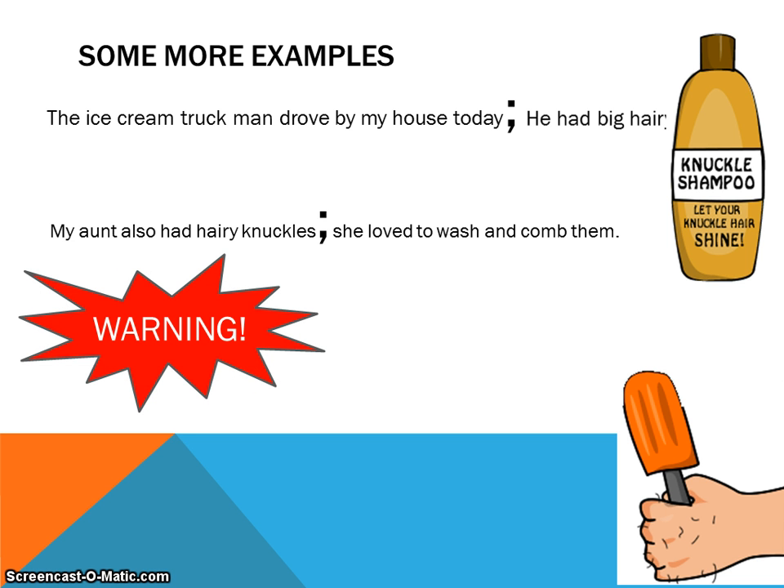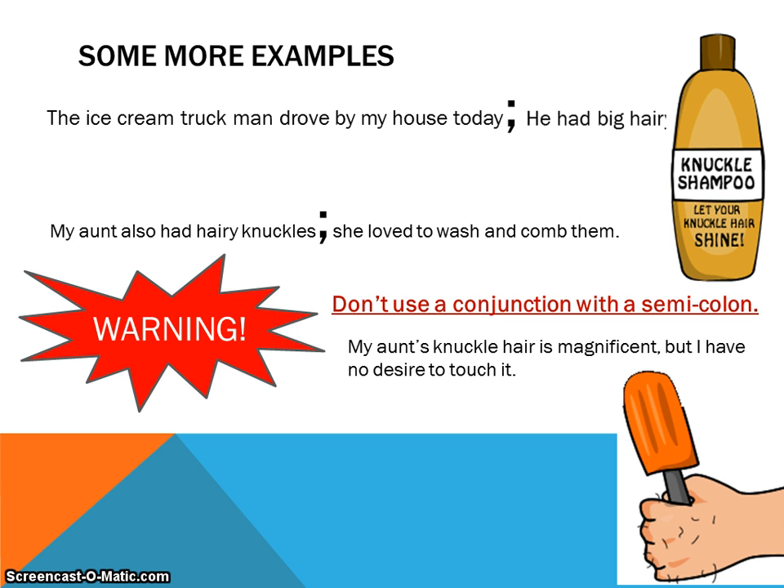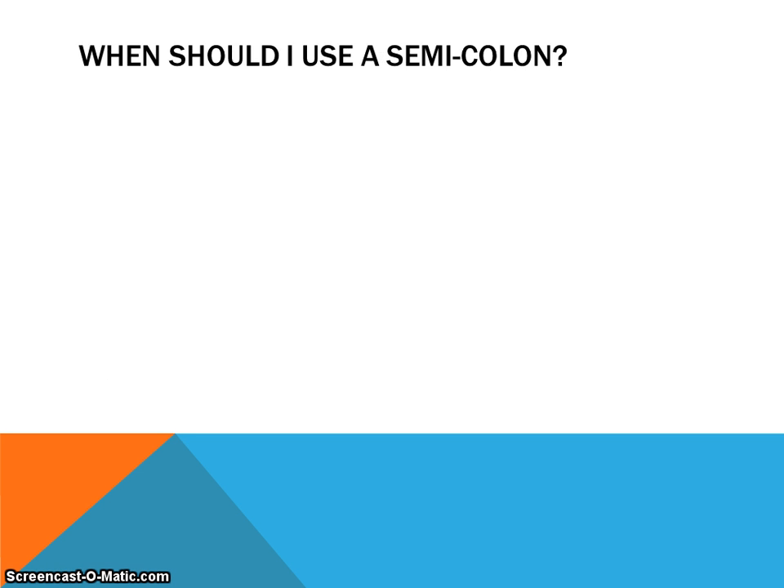Warning, and this is important to know: do not use a conjunction with a semicolon. Conjunctions go with commas, semicolons live on their own. For example, my aunt's knuckle hair is magnificent, comma, but I have no desire to touch it. If you were to put a semicolon here and keep that conjunction, keep that but, that would be grammatically incorrect. Comma and conjunction, or semicolon. Don't intermix the two.